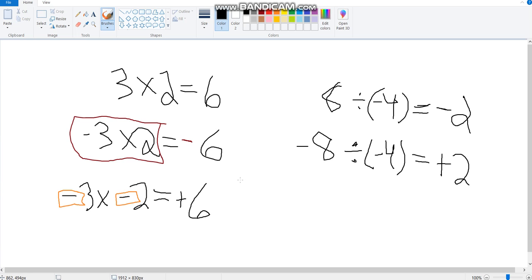So those are some quick, brief explanations about what we can do with adding, subtracting, multiplying, and dividing negative numbers.